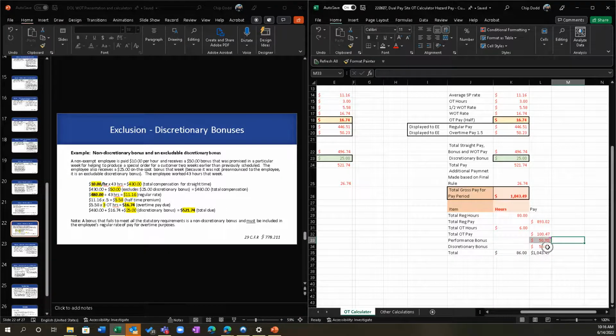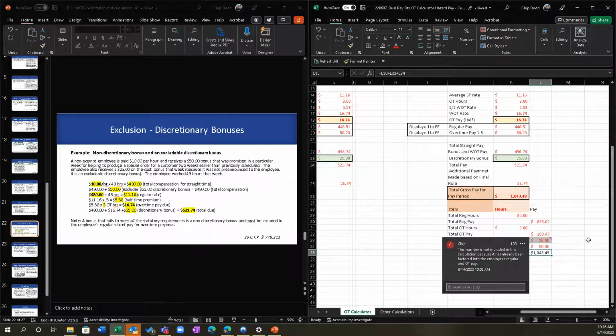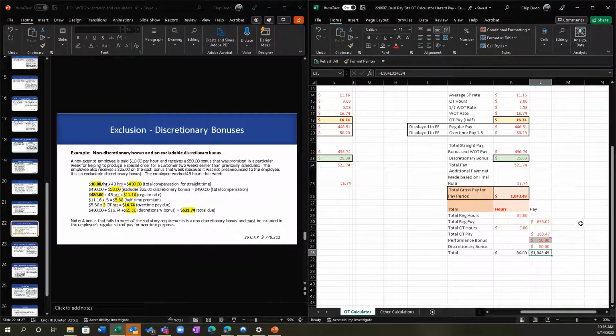They also want to see that they got a discretionary bonus, right? That's going to be the 25 and the 25. So if you notice, the 1043.49 is the exact same 1043.49 here. But to get to this number, I had to add up the 893 plus the 100 plus the 50, and ignore this 50 because that 50 was already included in their base rate. That's how I got to this number. So this is what would show up on the employee's paycheck so that they know that they were paid properly.